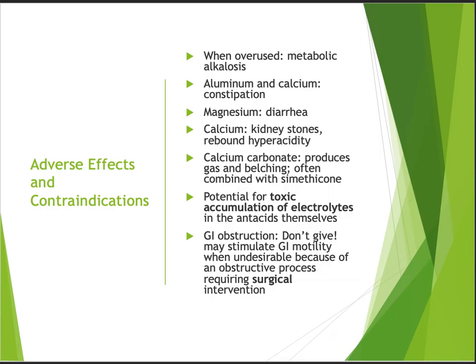Adverse effects and then contraindications. So by definition, your antacids are bases, and therefore if you take too many of them, if you're somebody who's going through a bottle of Tums every day, then you're going to be in a metabolic alkalosis, okay? And so overuse of antacids is one of the big causes of metabolic alkalosis. Antacids that include aluminum and calcium cause constipation. Calcium also causes gas. Magnesium causes diarrhea.